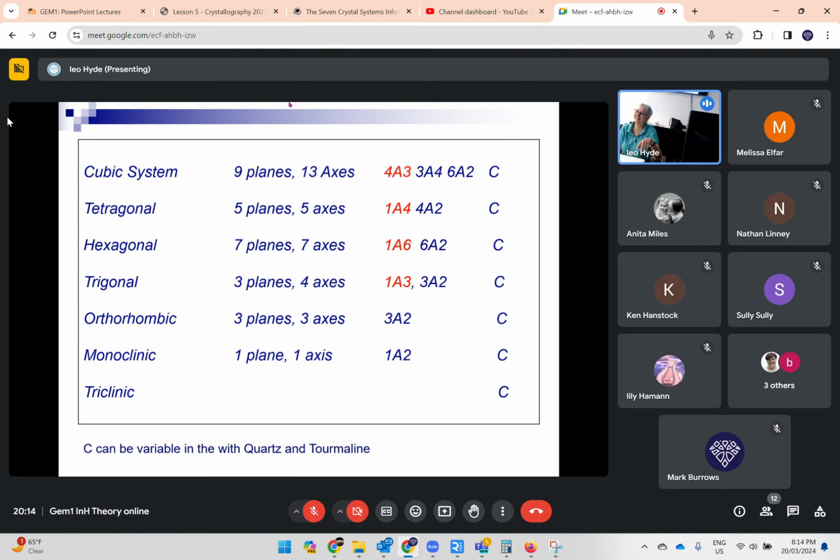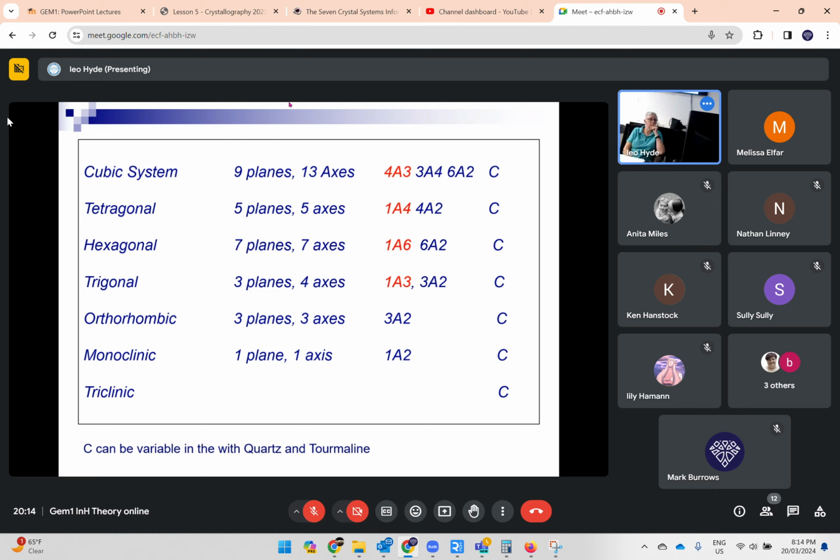Do we need to know the planes as well? Just the red bits, yeah? Yes, the red bits plus the bottom 2, that first column. So 3A2. So 6 of those.